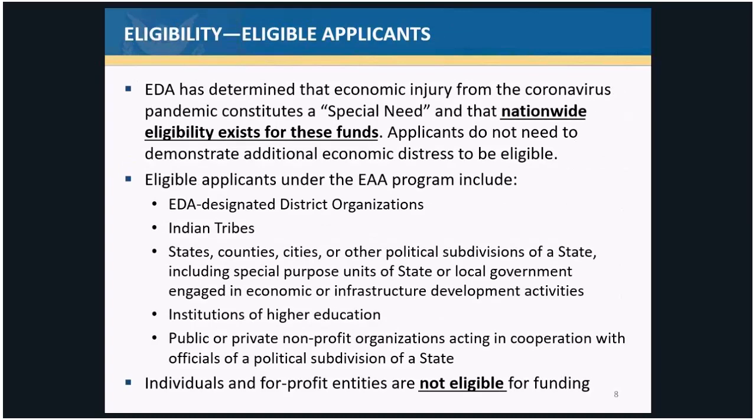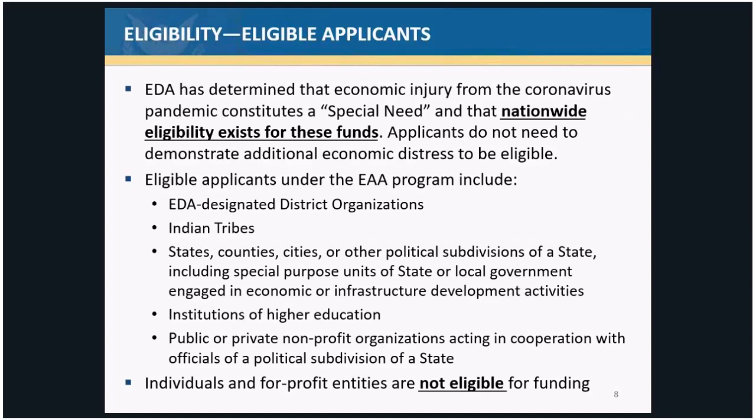EDA has determined that the economic injury of the coronavirus is so pervasive and widespread that it constitutes a special need under our parlance. That basically means that we have nationwide eligibility for these funds, and you don't need to demonstrate additional economic distress. Now, if you've worked with us before, you probably are very familiar with economic distress. That's not necessary in this case. We found that the coronavirus impacts are so wide that it's nationwide.